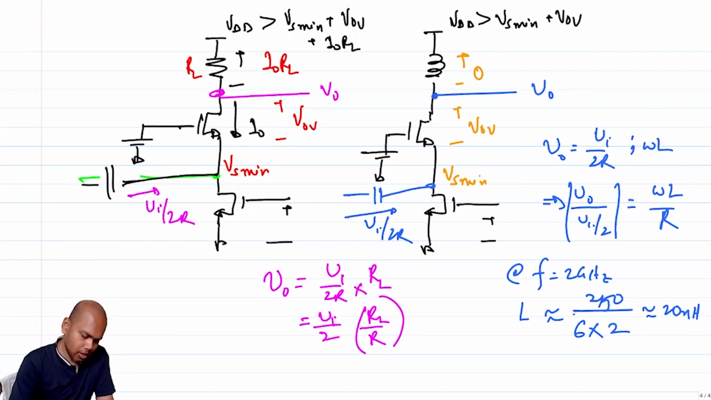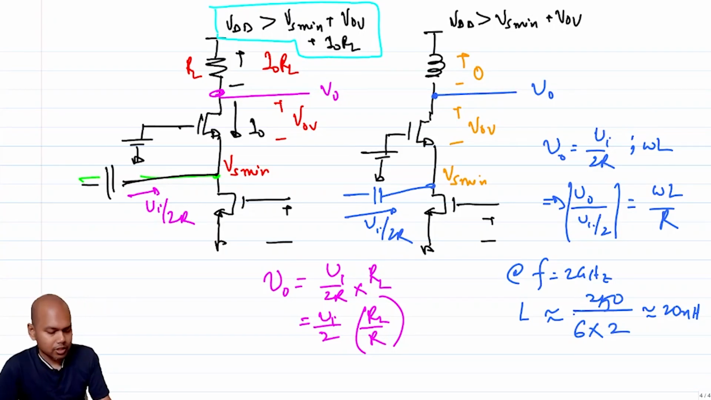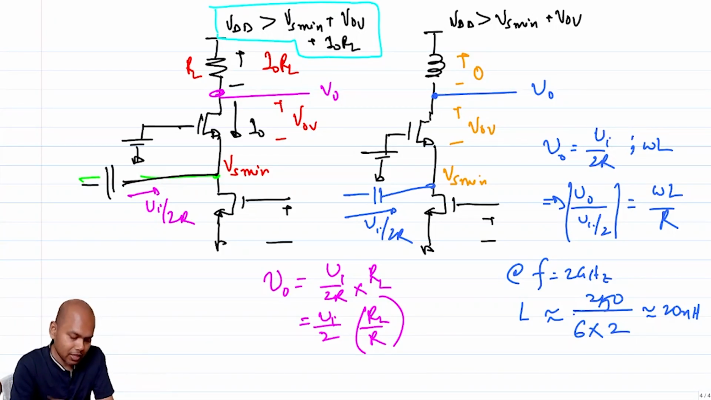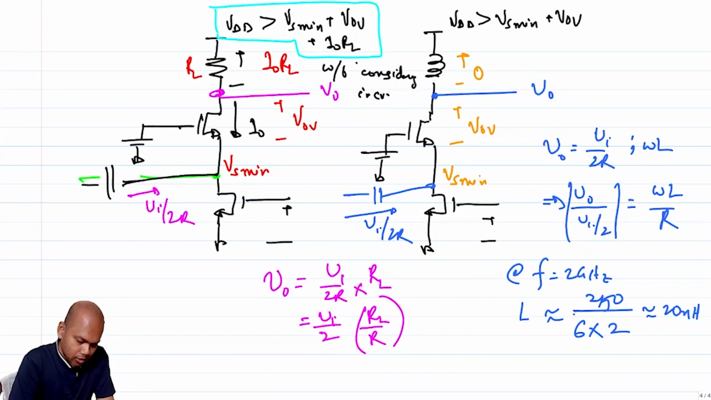By the way, I also have to put a caveat. This analysis that I did here is not including the drop that is required for the incremental current, right? So without even considering incremental current.